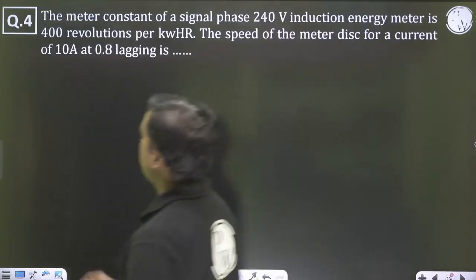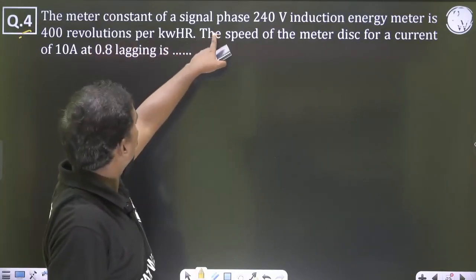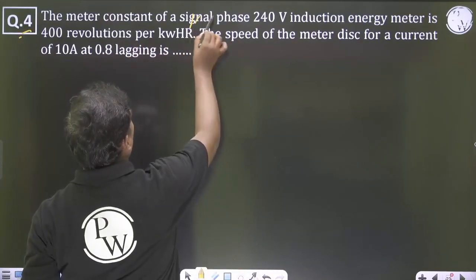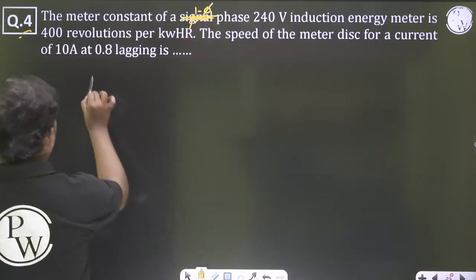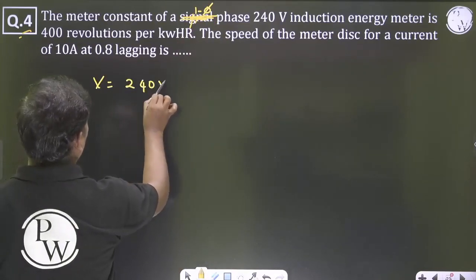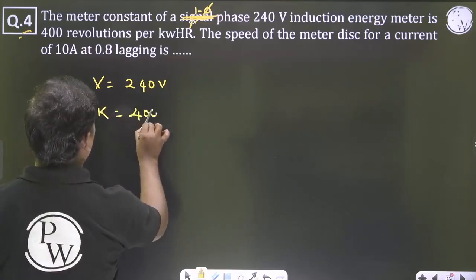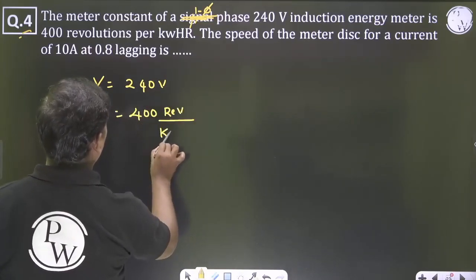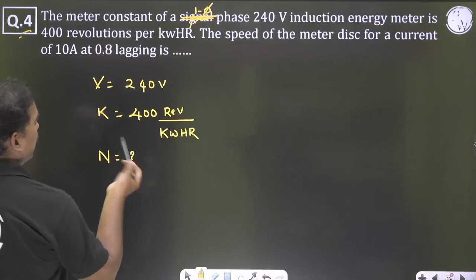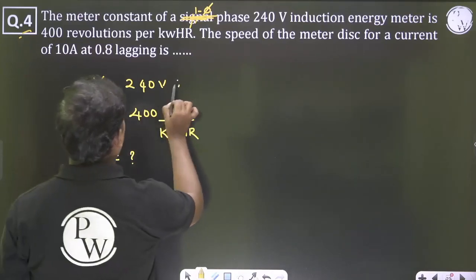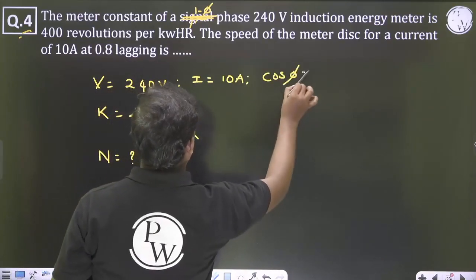Yeah. Question number 4. Let us see. The meter constant of a single phase 240 volts, so V is given as 240 volts. 400 revolutions per kilowatt hour is the K. The speed of the meter disc is the question. And the current is given as 10 amperes. Cos phi is given as 0.8.